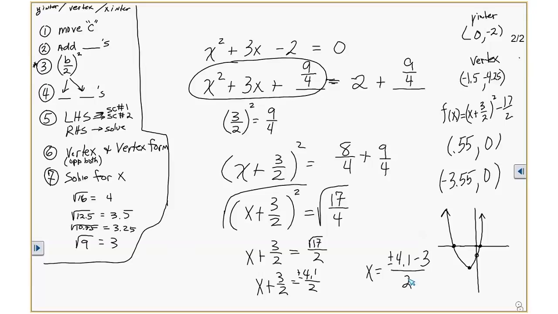What's the domain? All reals. What's the range? Negative 4.25 to infinity. Decreasing from negative infinity to negative 1.5, and then increasing from negative 1.5 to infinity.